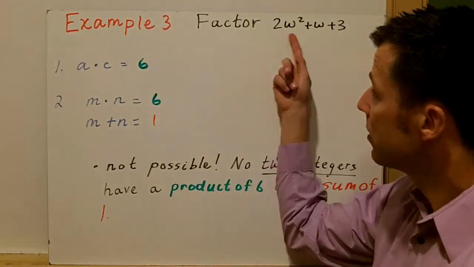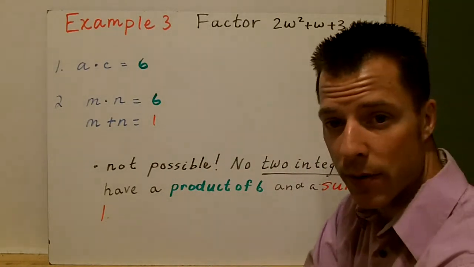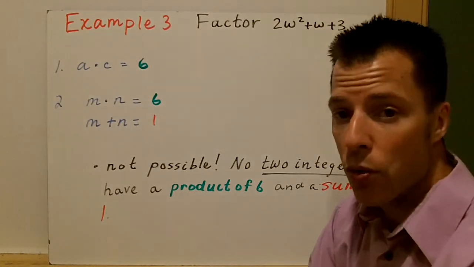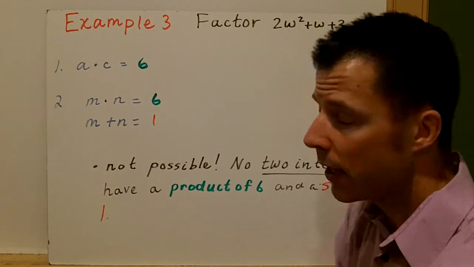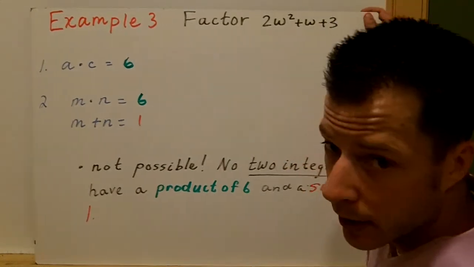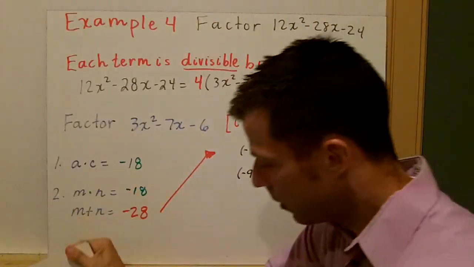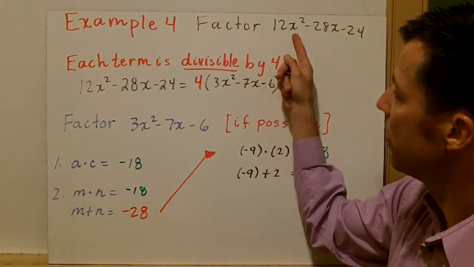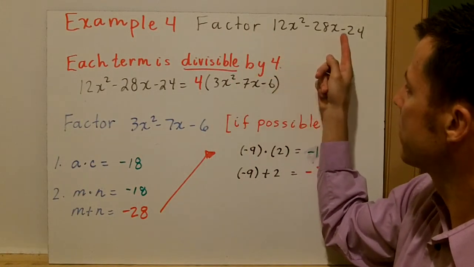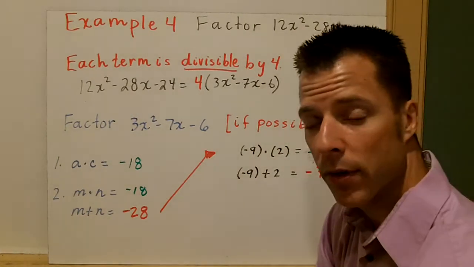It doesn't mean that this graph, if we graph 2w squared plus w plus 3, wouldn't have zeros. But it's just not factorable. Okay, so let's continue on and look at another problem. Factor 12x squared minus 28x minus 24.